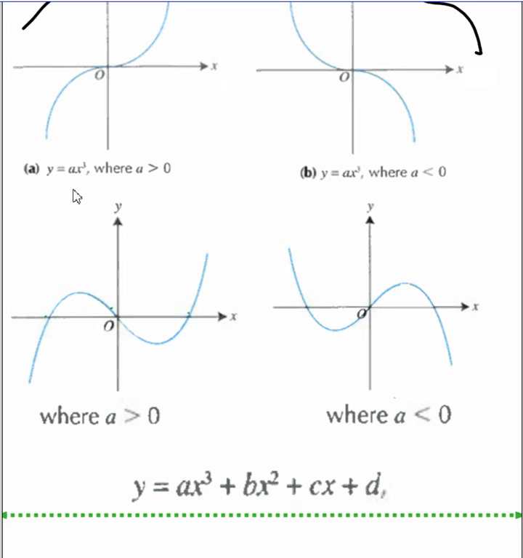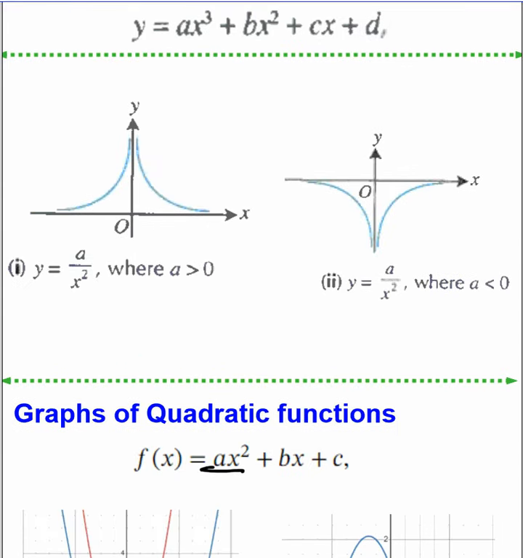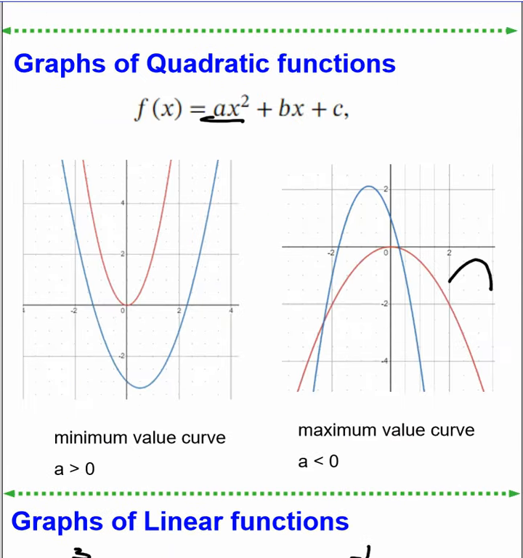If it is positive, you get this type of graph. If it is negative, you get this type of graph. And then if x square is in the denominator and the numerator has some positive value, this is the graph. If a is negative, then you get this type of sketch. You need to recall all this, right?